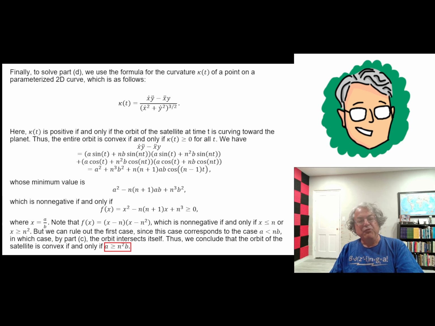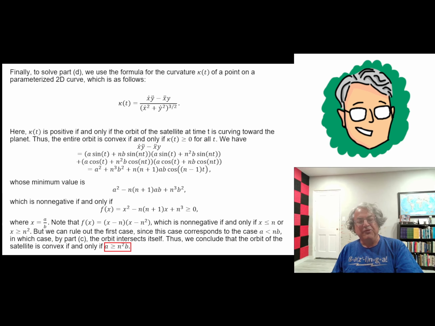But anyway, so here's a formula for kappa of t. It's x dot y double dot minus x double dot y dot. And the denominator is x dot squared plus y dot squared to the power 3/2. We don't really care about the denominator. The denominator is always positive. But we do care about the numerator, x dot y double dot minus x double dot y dot.